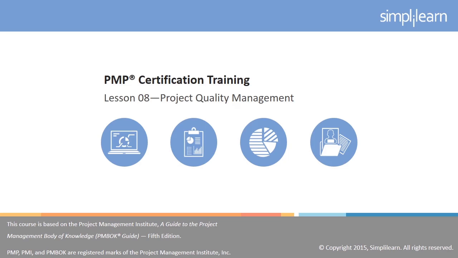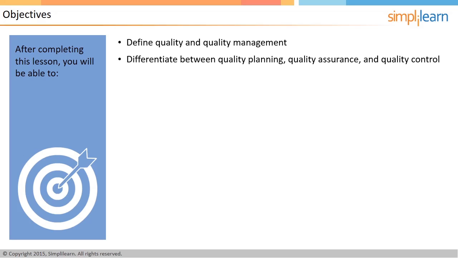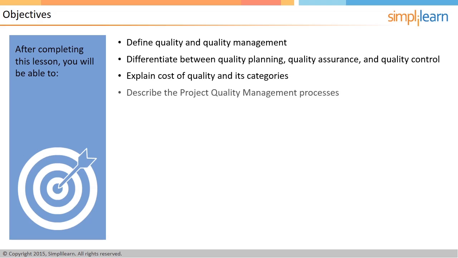In this lesson, we will focus on project quality management. Let us begin with the objectives of this lesson. After completing this lesson, you will be able to define quality and quality management, differentiate between quality planning, quality assurance, and quality control, explain cost of quality and its categories, describe the project quality management processes, explain the 7 basic tools of quality, explain Six Sigma.